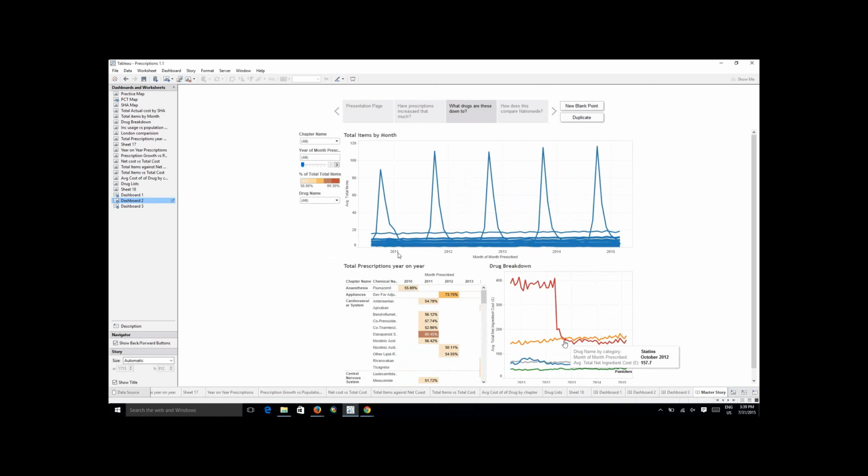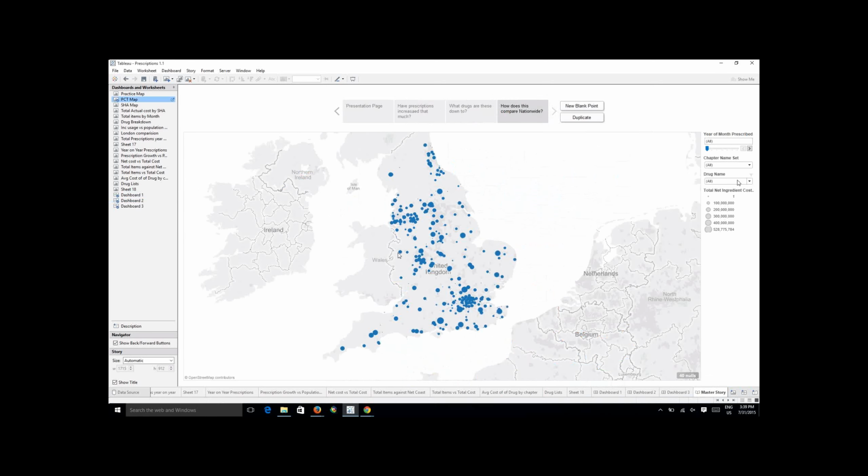So again, I think it's quite interesting to look at over time. And then finally, how does this compare nationwide? So I've just mapped it again, and I've put my chapter name at the top here, and then using the drug filter, we can see how these have developed over time. So I'm just going to pick out a drug. It's probably going to crash. So if it doesn't, we can see, at least over time, how this evolves. So, yeah, that's something.